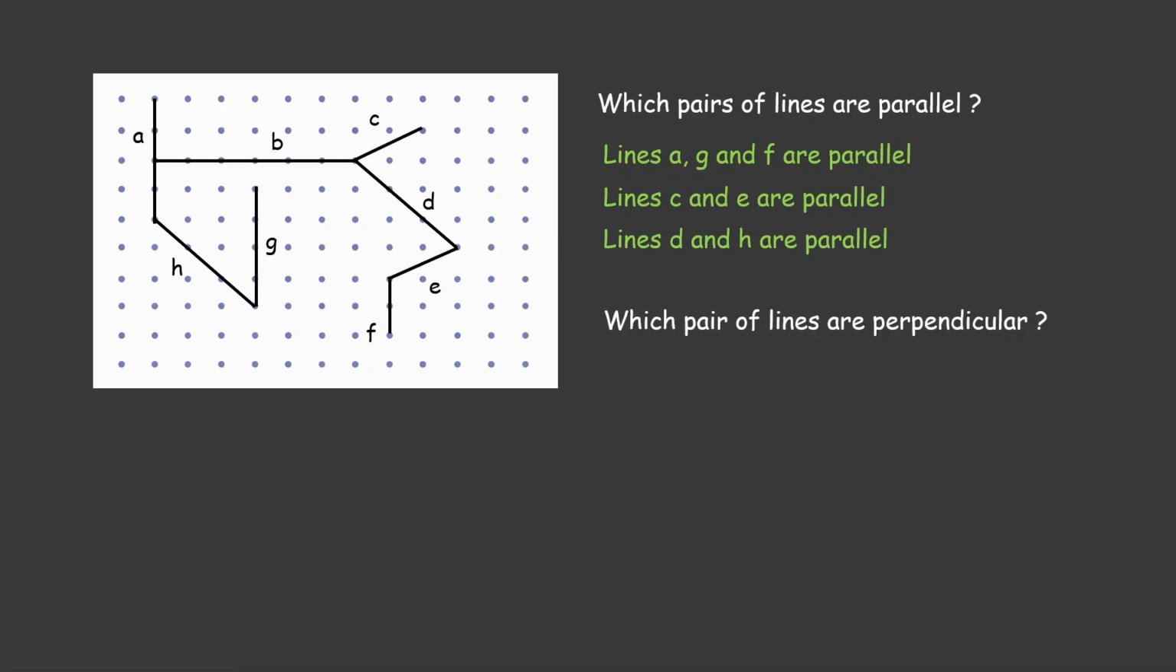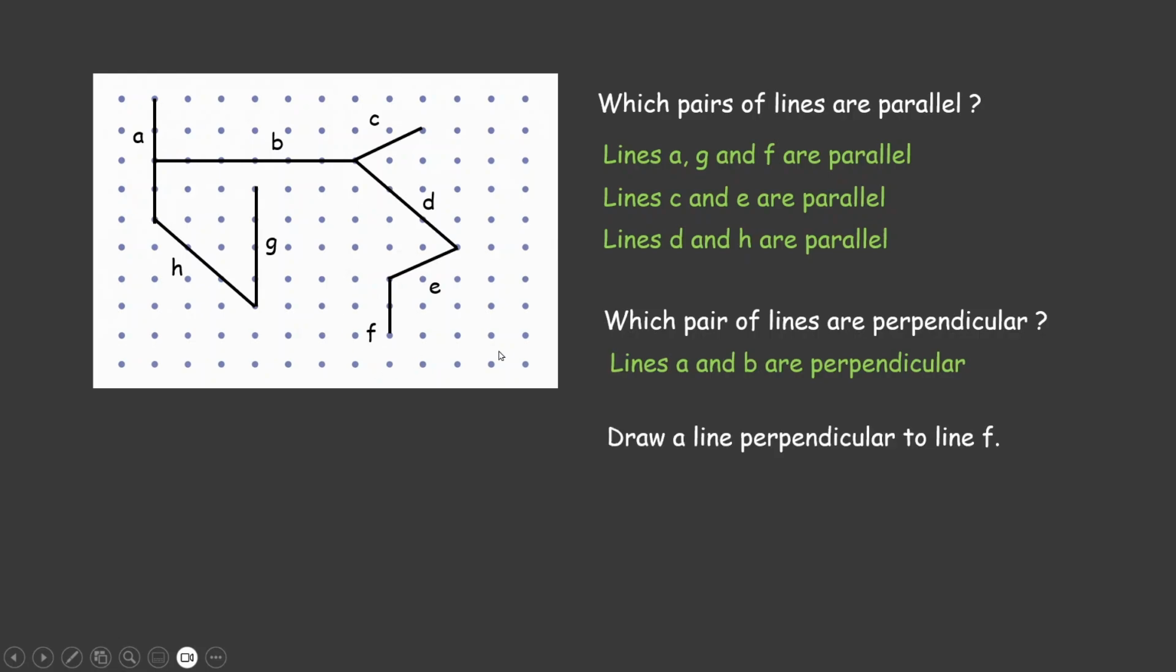Which pair of lines are perpendicular? Well, we have only one pair of lines, A and B. These are perpendicular. Draw a line perpendicular to line F. So we can draw it over here or here or here. This line is perpendicular to line F. That is, it is making 90 degrees when meeting line F.